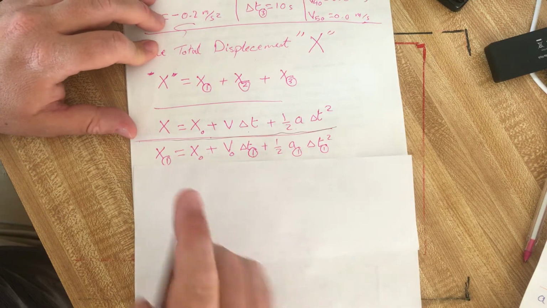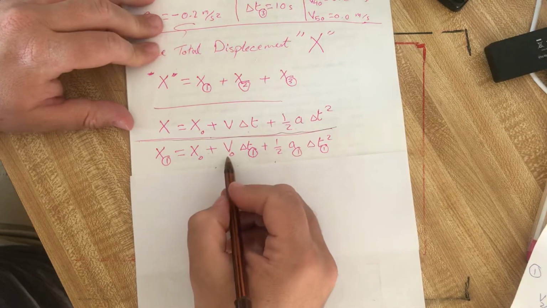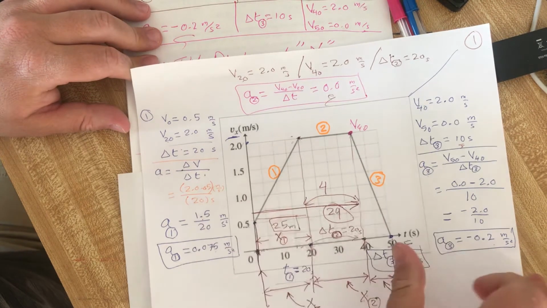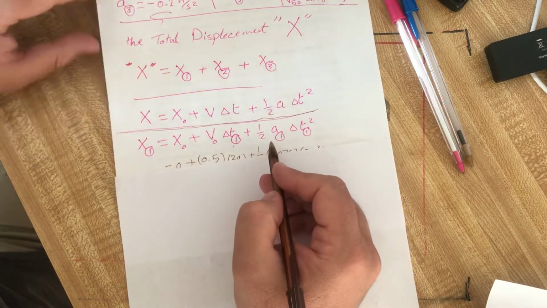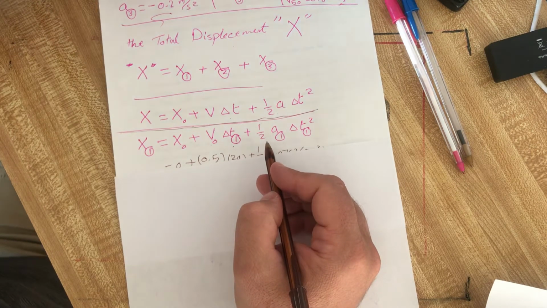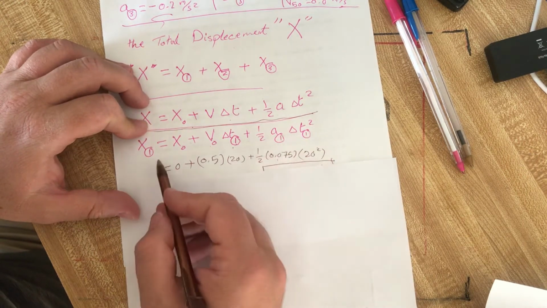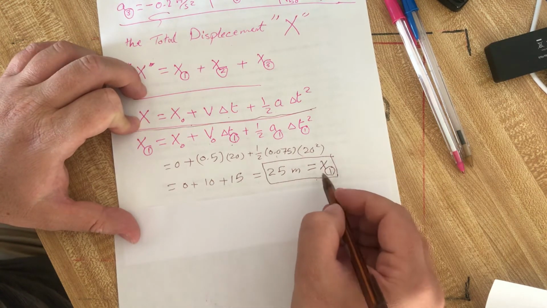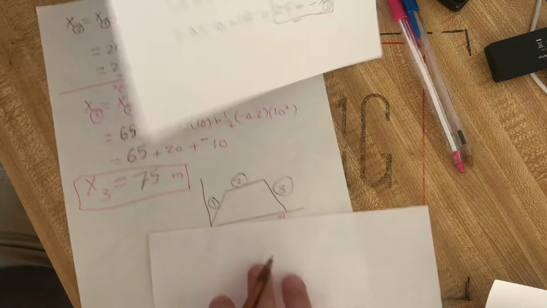For the first stage, I will use x1 is equal to x0. x0 is the displacement at the origin, which we can choose to be 0. V naught for the first part is half, the time is 20. The acceleration we computed is 0.075 meter per square second. We just put the numerical values in the equation, and we find that the first displacement x1 is 25 meters.